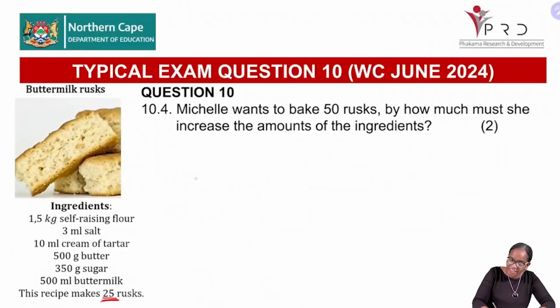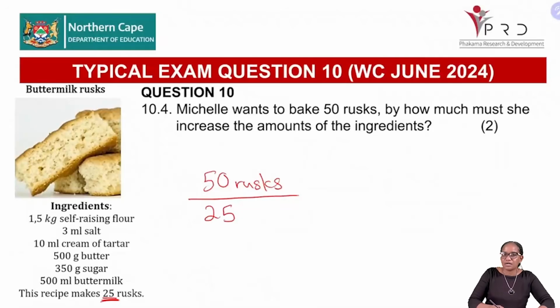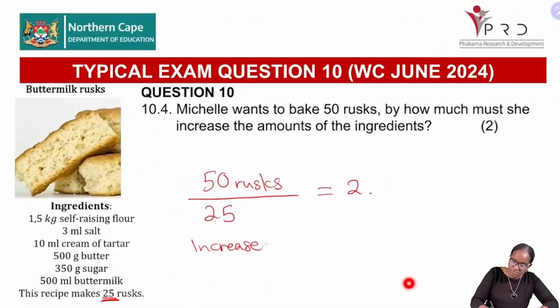So she wants to make 50 rusks. Remember, I said always start with the amount that you want. She wants to make 50 rusks. But the recipe gives us our measurements for 25. So this will give you 2. Meaning we have to increase by factor 2. Increase each amount by factor 2.